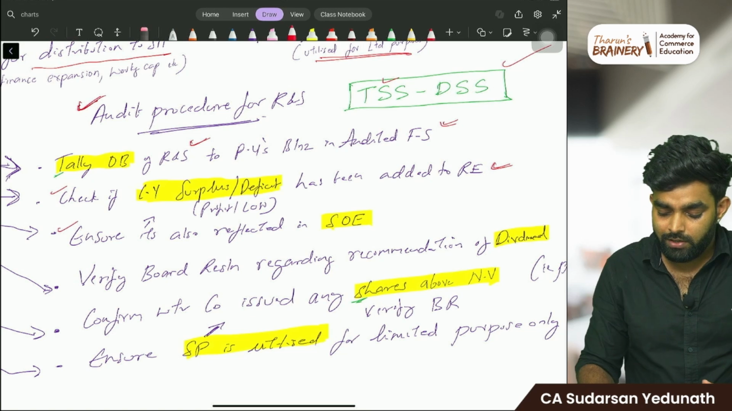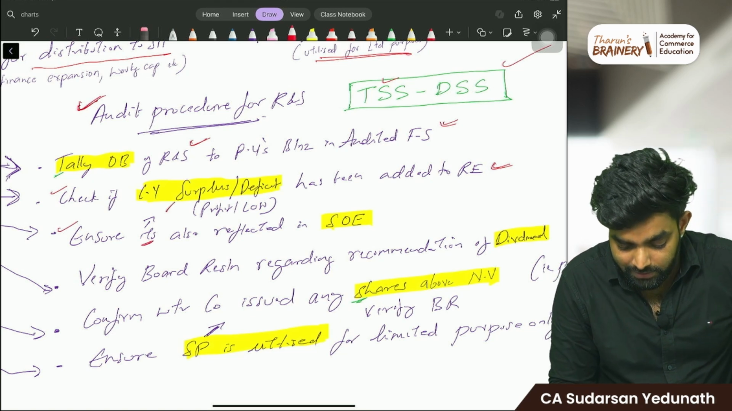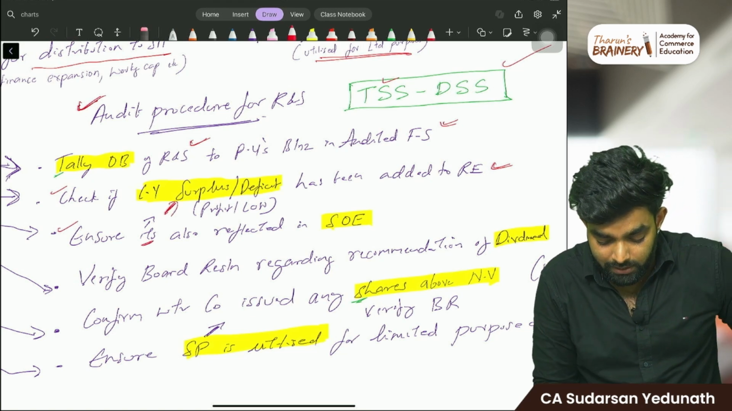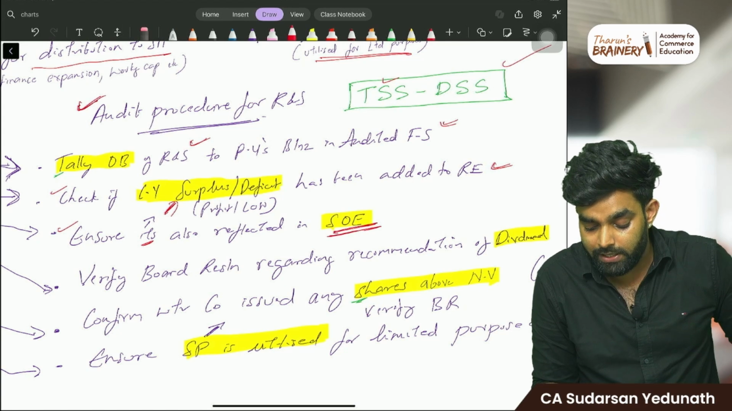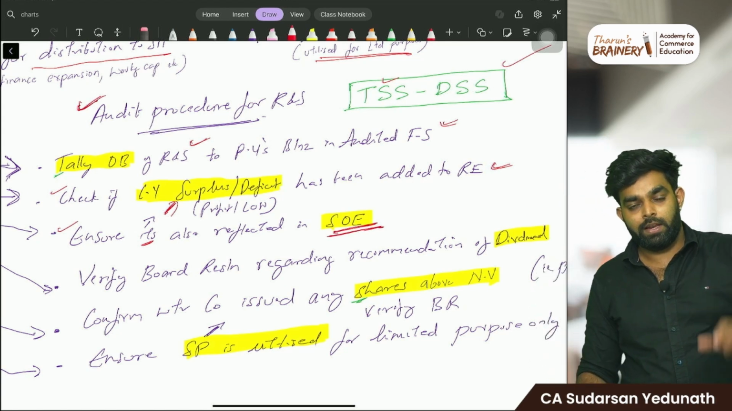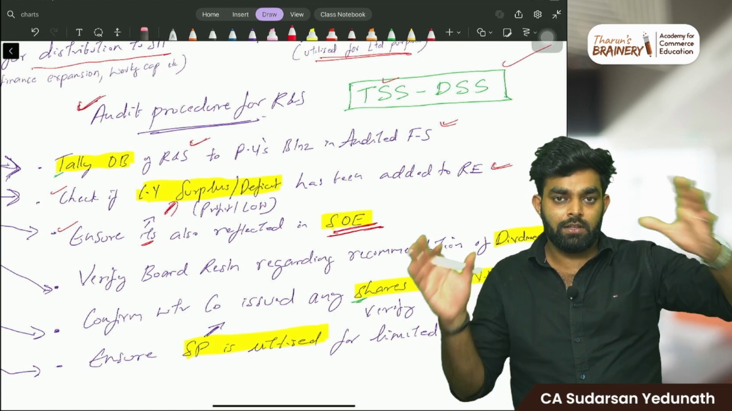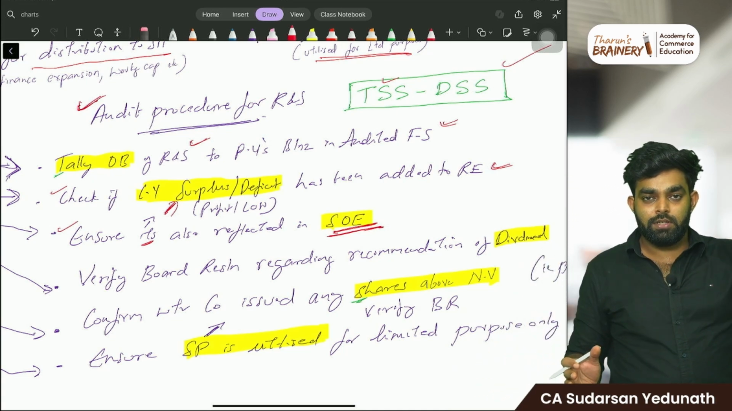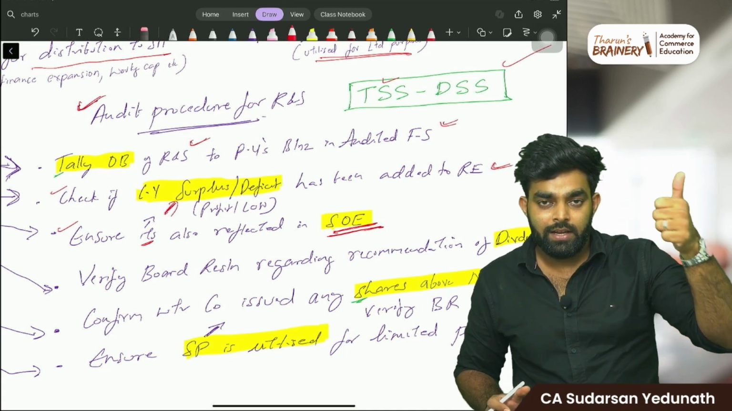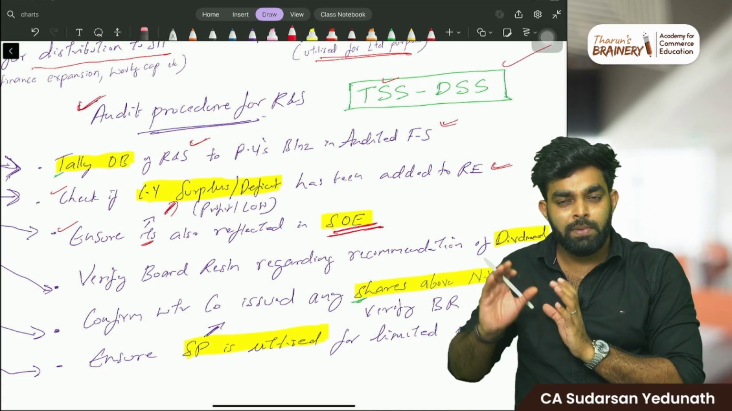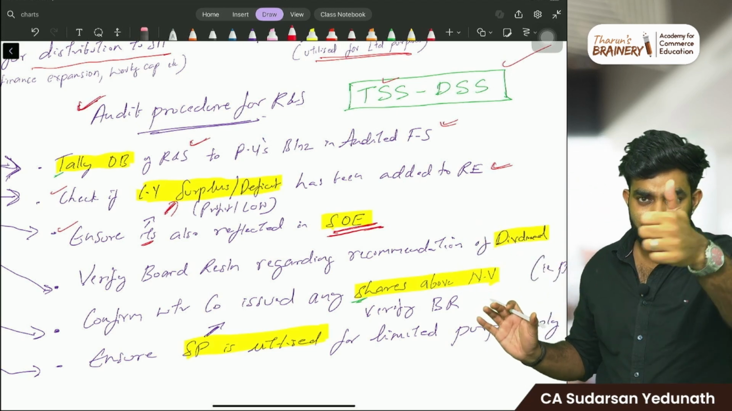Then ensure this surplus or deficit is also reflected in the statement of equity. SOE means statement of equity. Like the balance sheet and profit and loss account, there is another thing called statement of equity. So this current year surplus or deficit, profit or loss, should be included in that statement of equity as well. Check that.